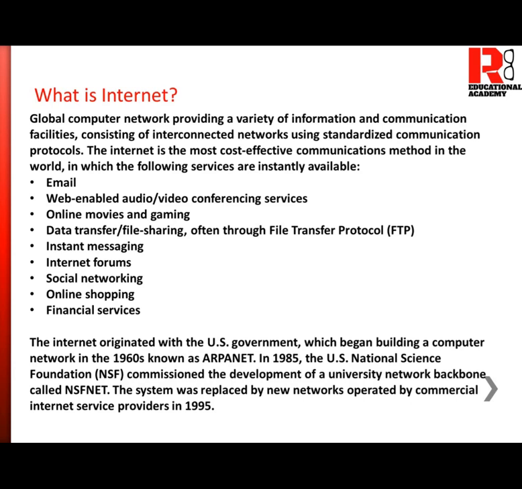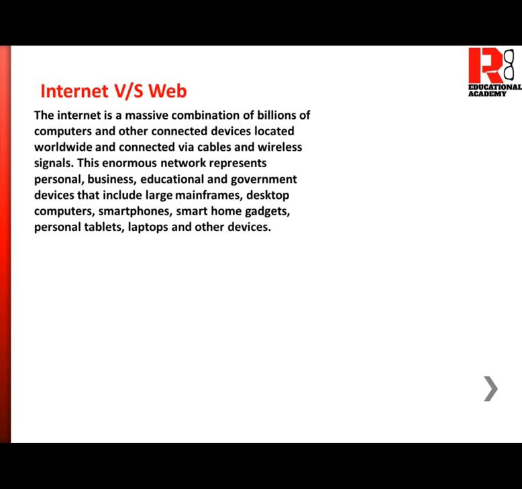Now let's understand the history of the internet. The internet originated with the US government, which began building a computer network in 1960 known as ARPANET. In 1985, the US National Science Foundation, NSF, commissioned the development of a university network backbone called NSFNet. The system was replaced by a new network operated by commercial internet service providers in 1995. So the basic concept behind the internet was started by the US in order to develop a network between their university personnel.